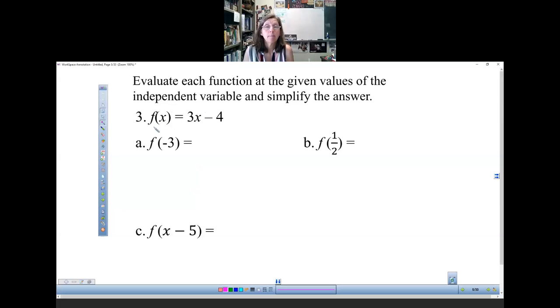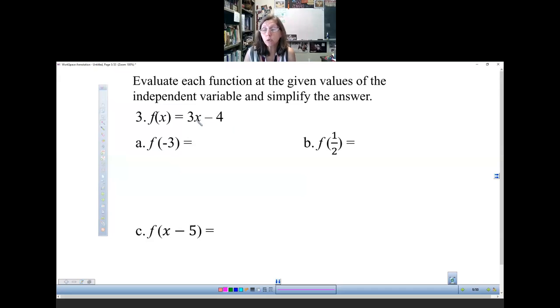This is saying my function is named f, the variable I'm going to use is x, and here is my rule. My rule for problem number 3 says I multiply by 3 and then I subtract 4. Multiplication trumps addition and subtraction, so we do that first. It is just the rule that tells us what to do. The problem says evaluate each function at the given values of the variable and then simplify your answer if possible. In this case, I'm asked to find f of -3 for this function.